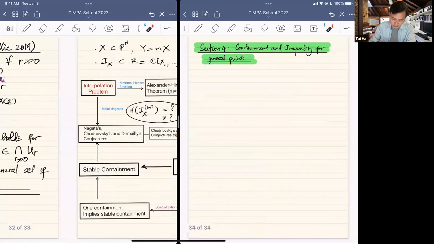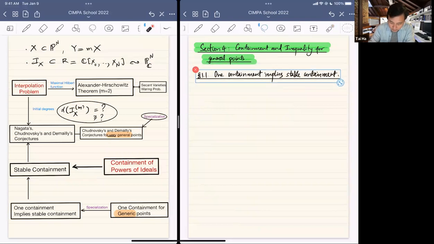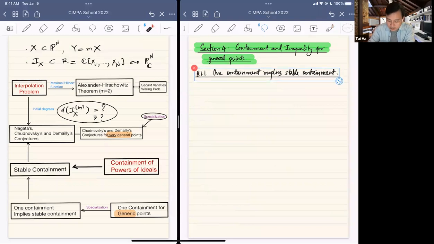Okay. So this is my fourth lecture. We're talking about containment and inequality for general sets of points. The first section is one containment implies stable containment. That's actually the most important contribution that we have toward these problems. The rest are somewhat known or have been applied before by other authors.